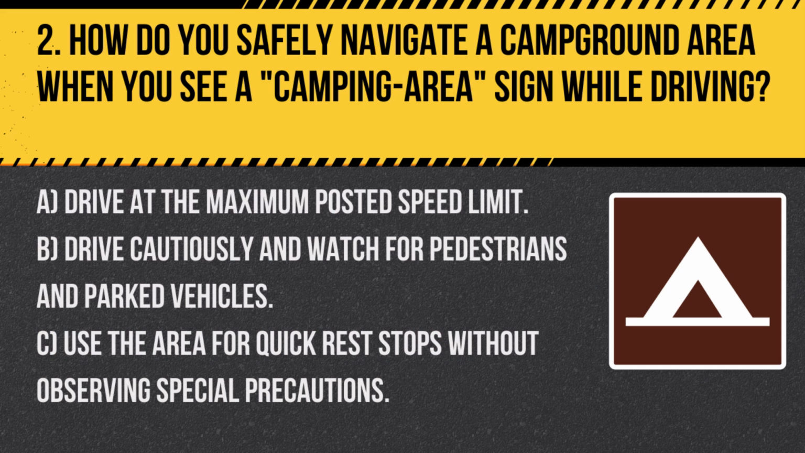Question 2. How do you safely navigate a campground area when you see a camping area sign while driving? A. Drive at the maximum posted speed limit. B. Drive cautiously and watch for pedestrians and parked vehicles. C. Use the area for quick rest stops without observing special precautions.